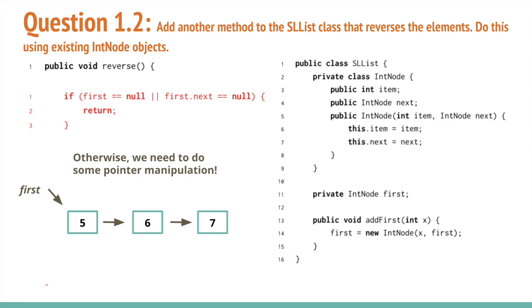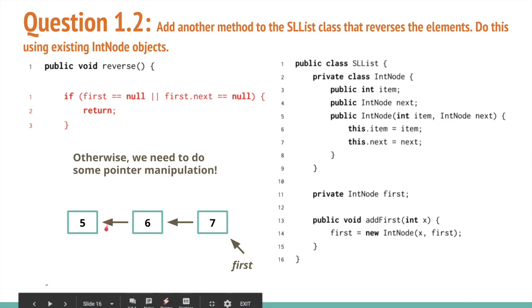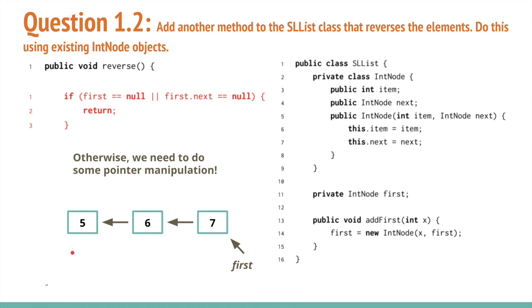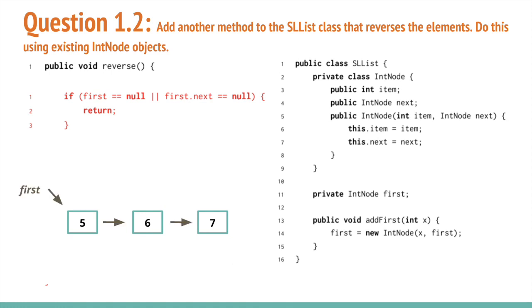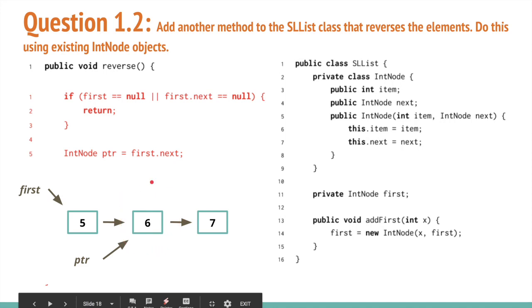Otherwise, we would need to do some pointer manipulation. So we need to find a way to iterate through our list such that all the pointers will become reversed, and first will point to the last element in the list. So notice in our end result, what was originally pointed to by first has its next variable set to null. We can make this change, but in order to do so, we must maintain a pointer to the rest of the list. So we're going to assign pointer, which is just some intNode variable, to first.next. And then we can set first.next equal to null.